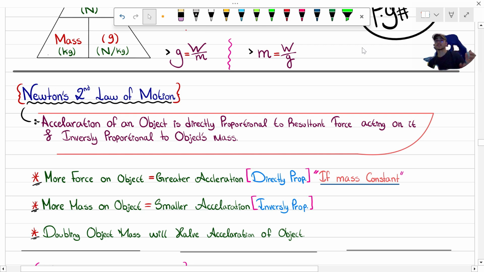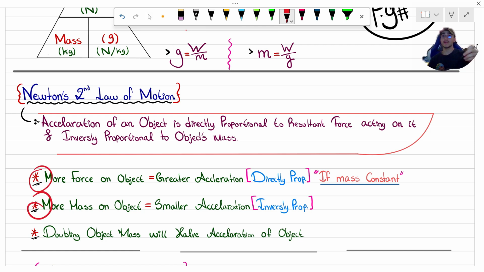That covers everything under Newton's first law of motion. Now coming to Newton's second law of motion. It tells us that the acceleration of an object is directly proportional to the resultant force acting on it and inversely proportional to the object's mass. So more force, more acceleration, directly proportional. More mass, smaller acceleration, inversely proportional. That's Newton's second law. So if you double an object's mass, it's going to halve the acceleration of the object.